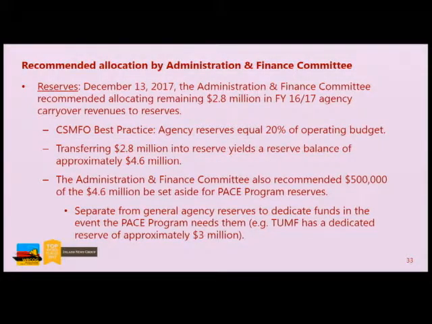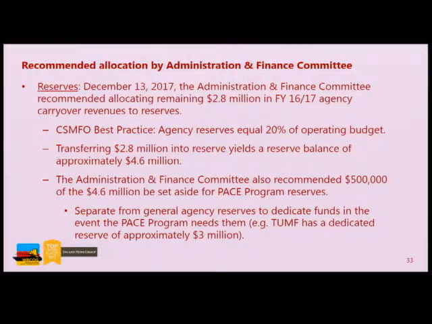So the California State Municipal Finance Officers Organization recommends a best practice of 20% of your operating budget to be placed in reserves. By allocating this $2.8 million into our reserves, that would bring our total reserve balance to about $4.6 million, which comfortably achieves that goal.